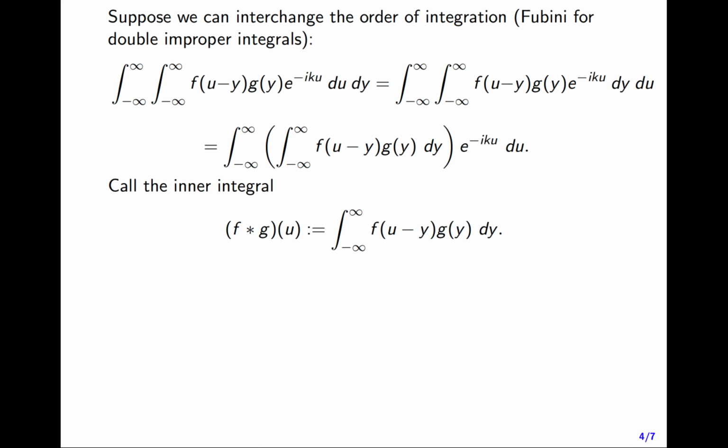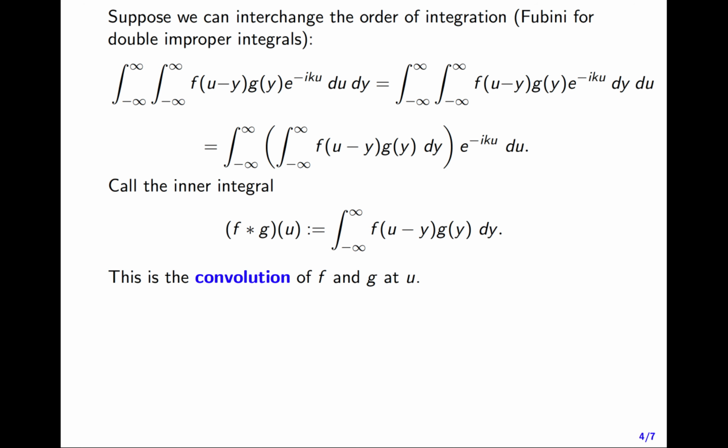So let me call the inner integral something special. I'm going to write f star g at u is the integral from minus infinity to infinity of f of u minus y, g of y dy. So in my notation here, I've really codified the fact that this integral in the parentheses above is a function of u. And as for the y here, you could replace y with any letter you wanted. Z, w, theta. Y is just a dummy variable of integration.